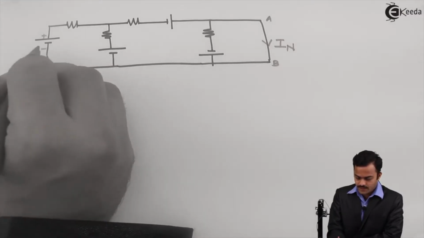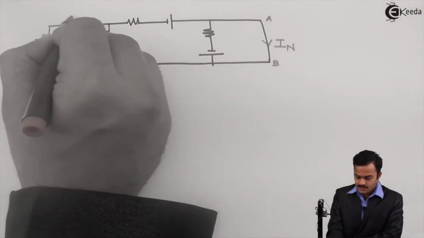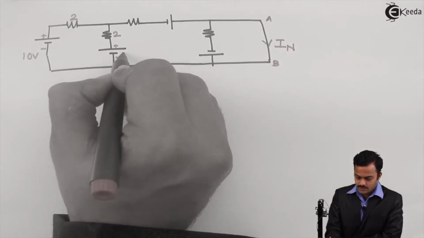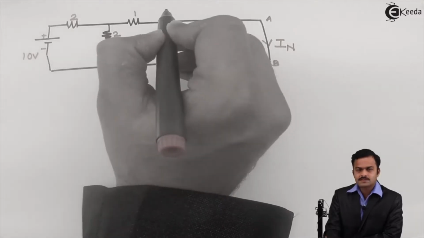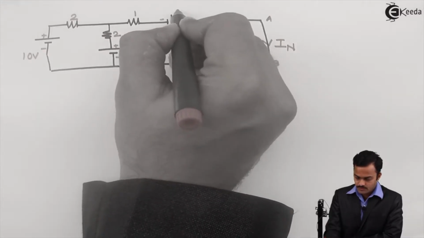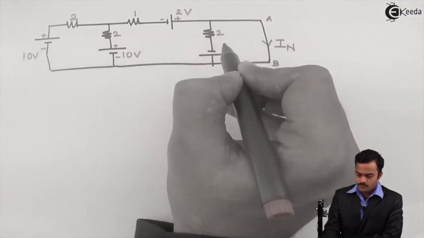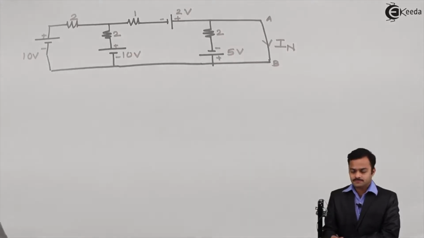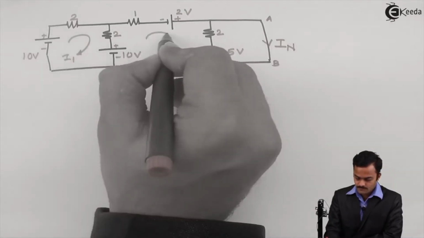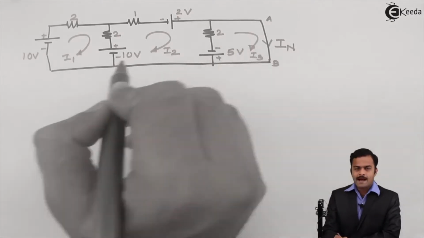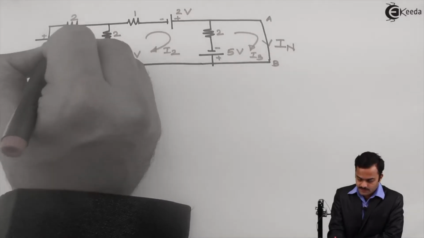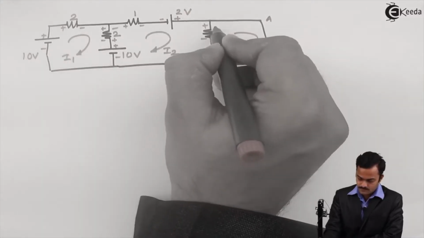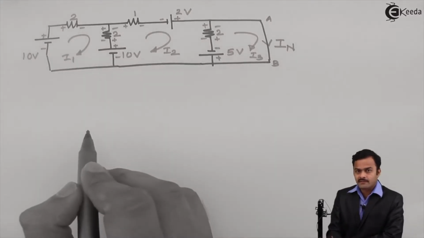Here it's a voltage source of 10 volt, resistance is 2, here resistance is again 2 ohm, voltage source of 10 volt, resistance is 1 ohm with voltage source 2 volt, again 2 ohm resistance, this time voltage is 5. 3 loops, 3 loop currents I will mark. As per the current directions, I will get voltage drops like this. Now we are ready to apply KVL.